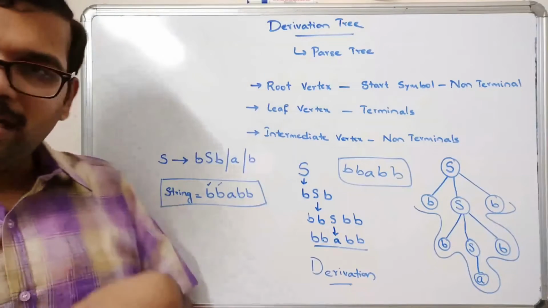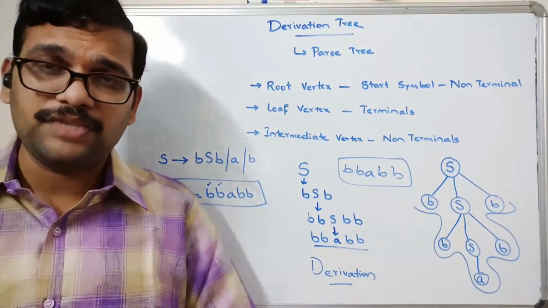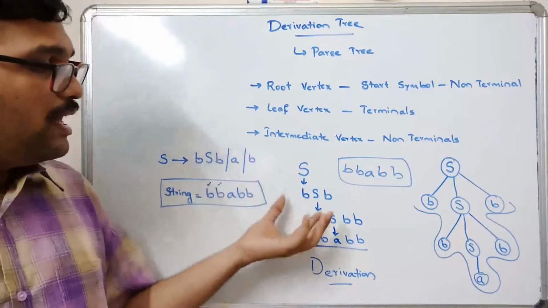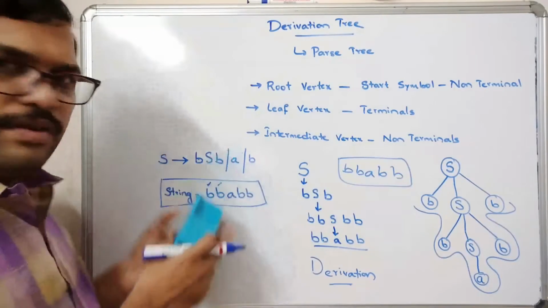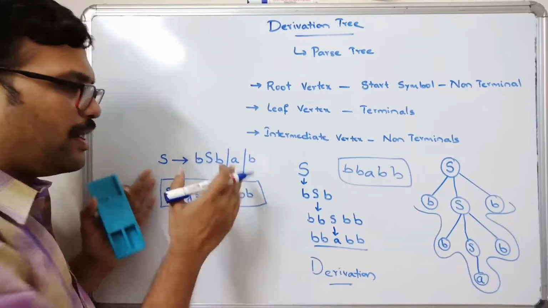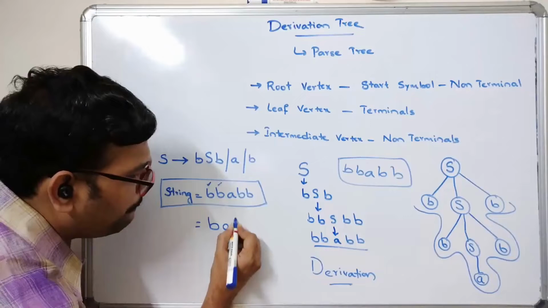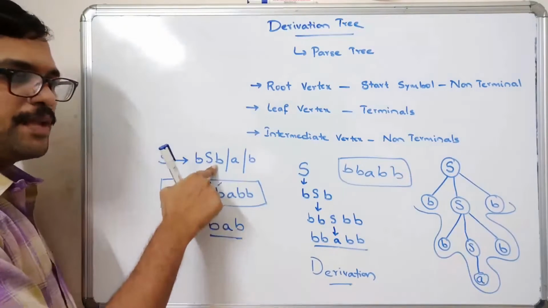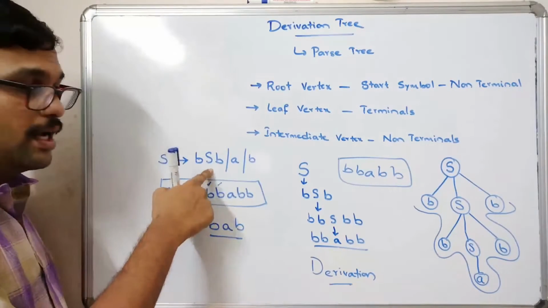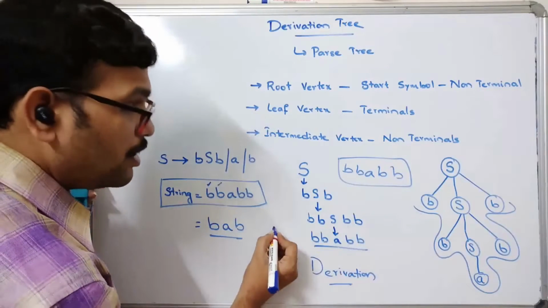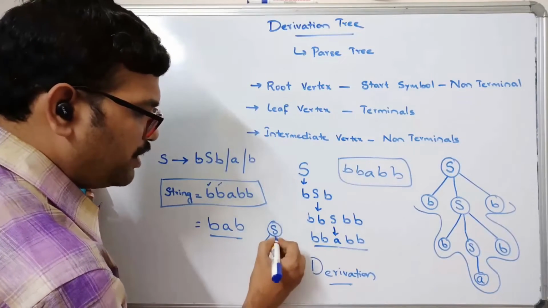First we need to take the string which is accepted by the context-free grammar. The strings that are accepted by this context-free grammar will be many. So for example, if the string is B, A, B, this is also an accepted string, right? So we can also draw the derivation tree for this one.